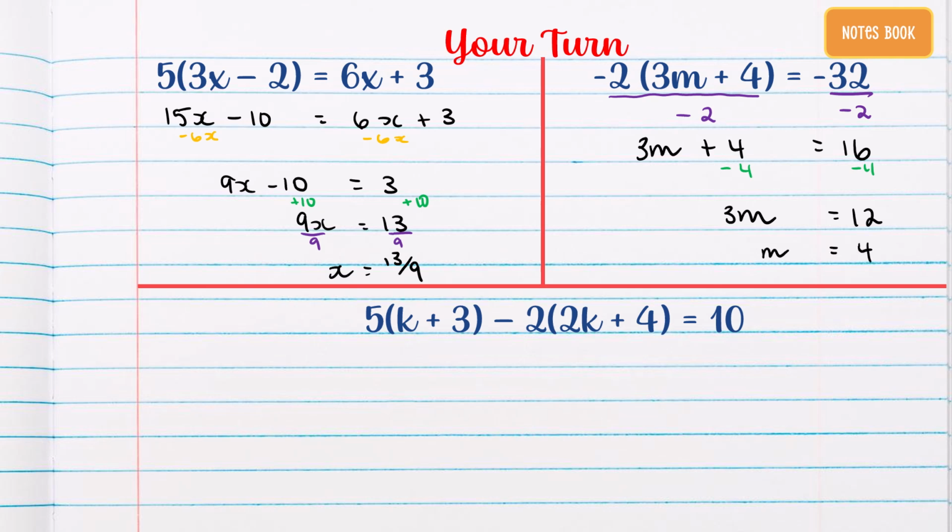Okay. This one here is easiest if we expand our brackets. So I get 5k plus 15 minus 4k minus 8 is equal to 10. If we simplify this down, I get k plus 7 is equal to 10, and then I'm just going to subtract 7 from both sides, leaving me with k equal to 3.